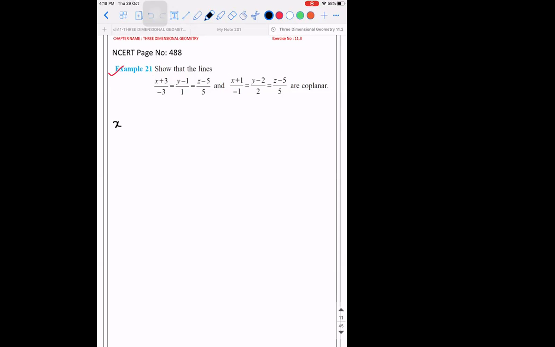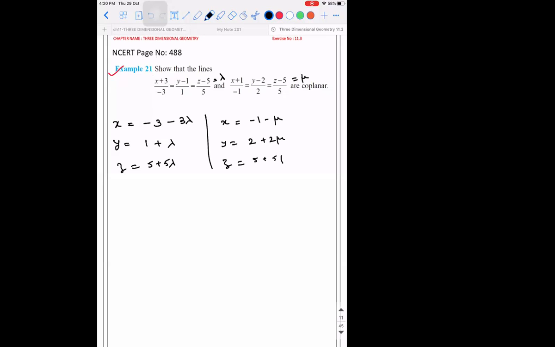So x is equal to minus 3 lambda, if I equate everything to lambda. Similarly, what will y be? 1 plus lambda. Yes, 1 plus lambda. Z will be 5 plus 5 lambda. Similarly, if I equate this to mu, then x will be minus 1 minus mu. Y will be 2 plus 2 mu. Z will be 5 plus 5 mu.